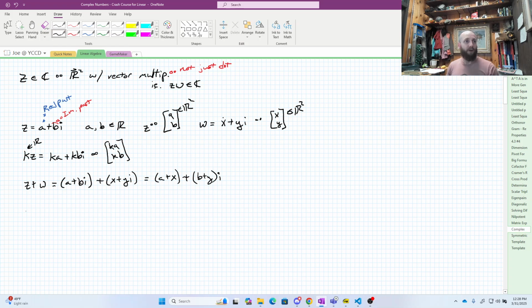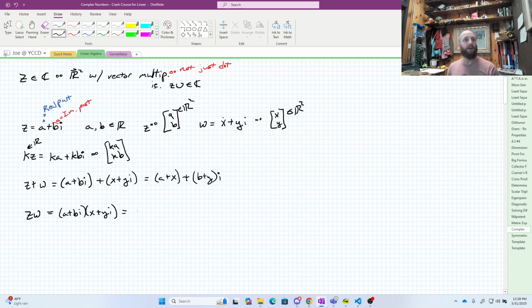This is where we get to different things. So zw is not the dot product. This is a plus bi times x plus yi. And the only real thing here that we're going to need to know is that when you multiply i by itself, you get negative 1.